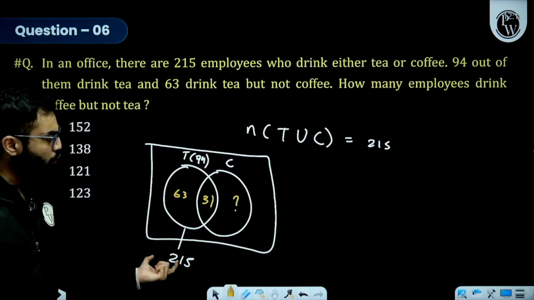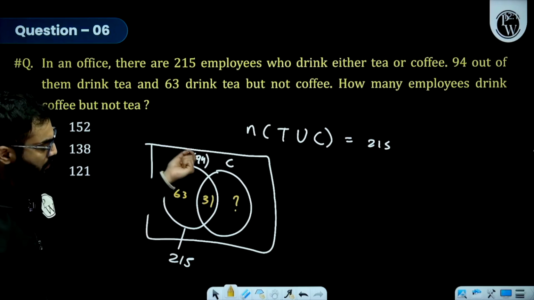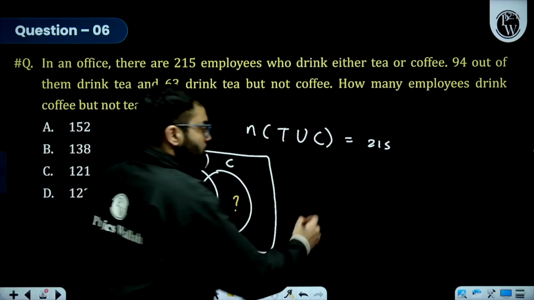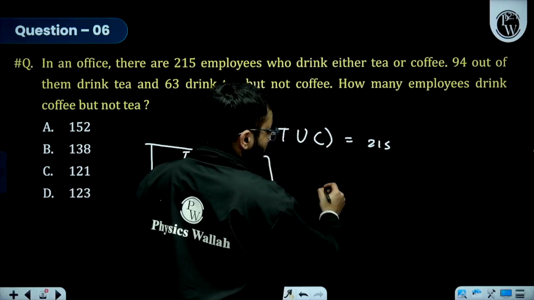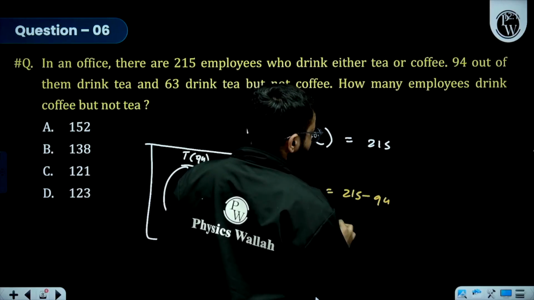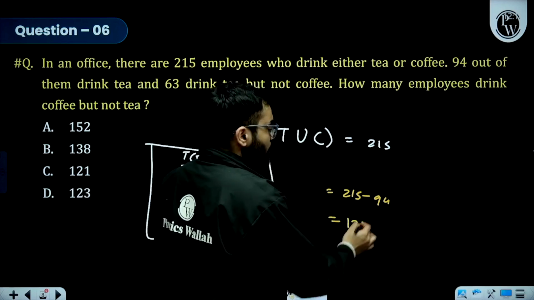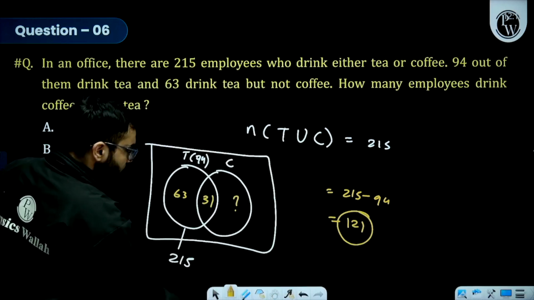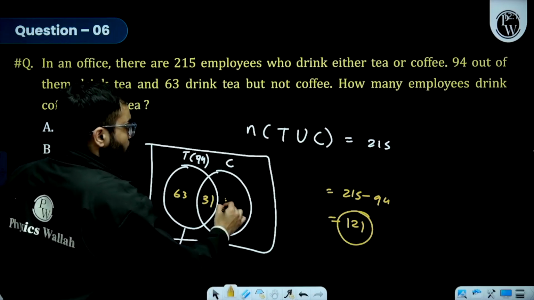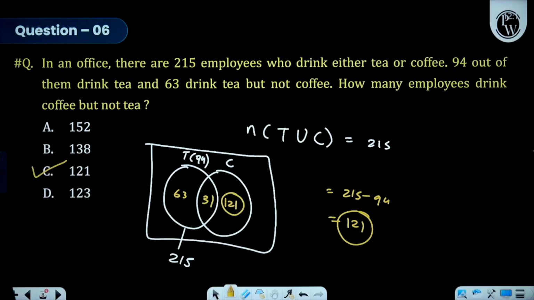So in order to find this particular region, we'll have to subtract this sum, that is 94, from 250. So the number of people who drink coffee but not tea will be equal to 215 minus 94, and this thing will come out to be 121. So there are going to be 121 people over here in this missing region who drink only coffee and not tea. So the right answer for this one becomes option C. I hope you must have understood it and gotten the same answer. Let us move on to the next problem.